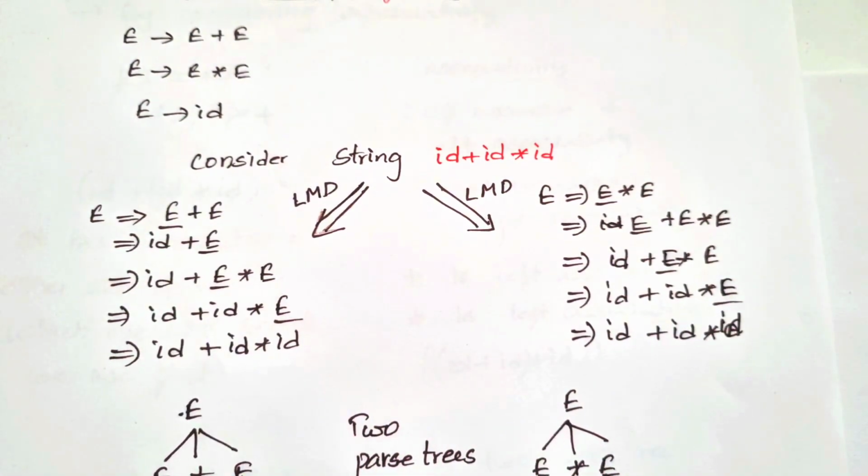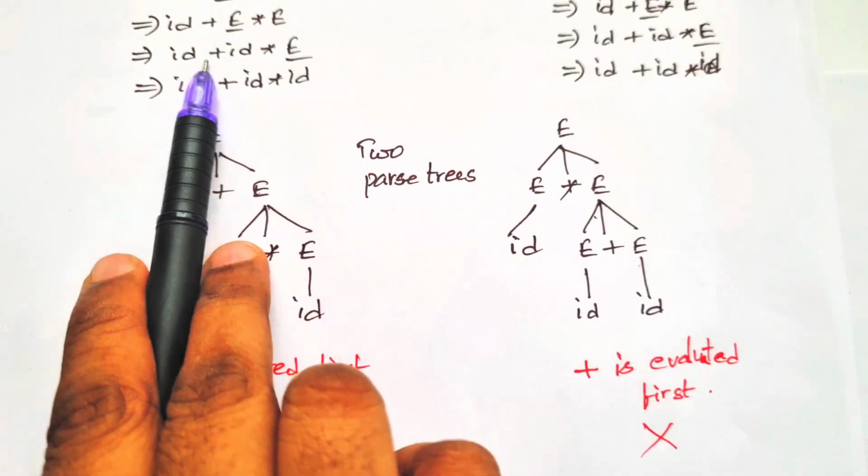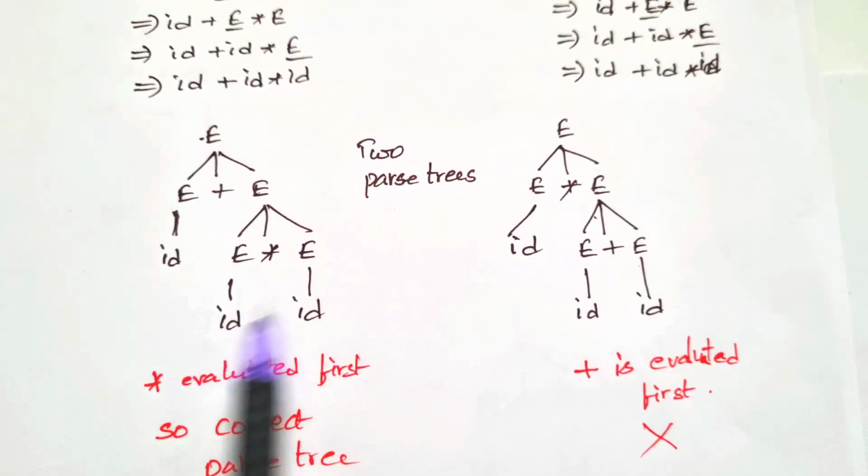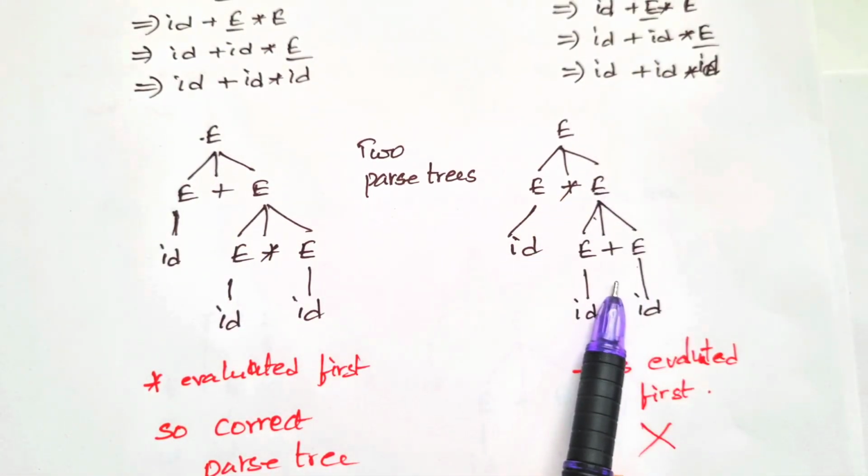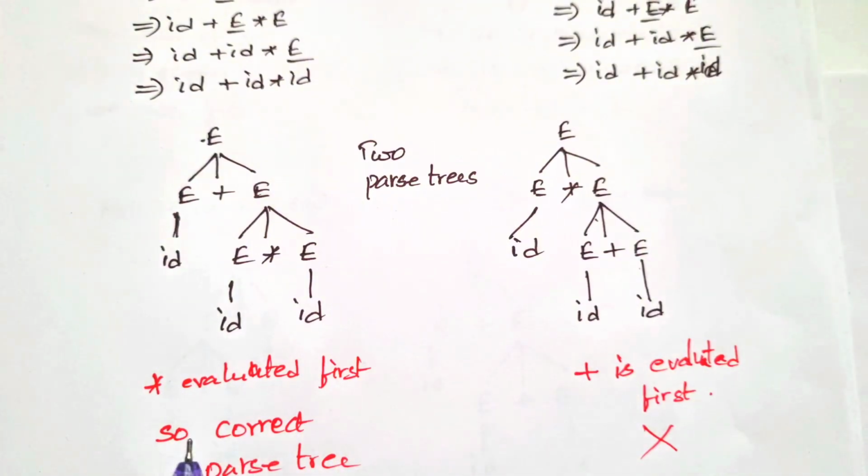You can see the parse tree also. For this derivation, the parse tree is this. For this derivation, the parse tree is this. Means you are getting two different parse trees for the same string. If for at least one string in that grammar you are getting two leftmost derivations, or more than one rightmost derivation, or more than one parse tree, it is called ambiguous.